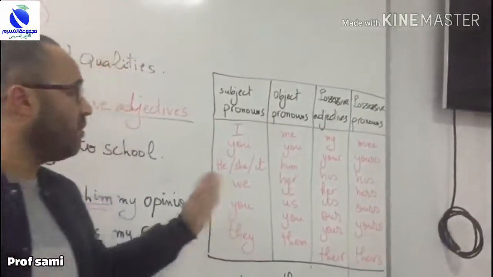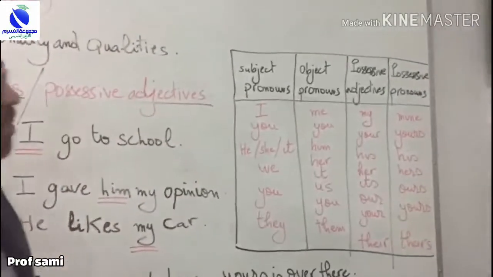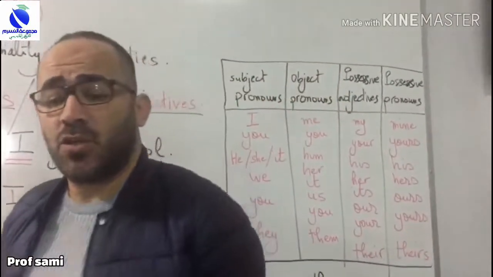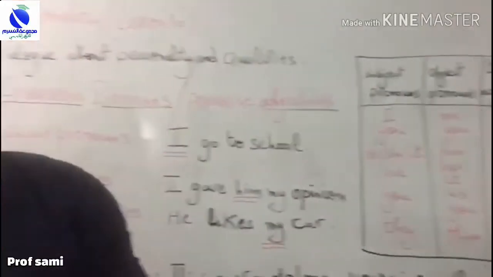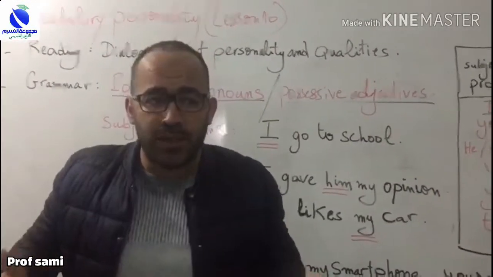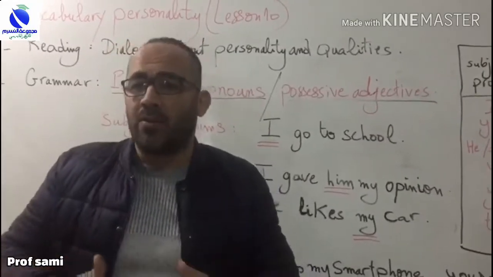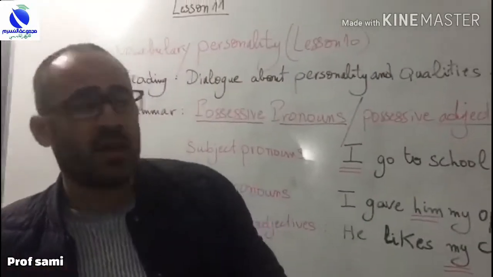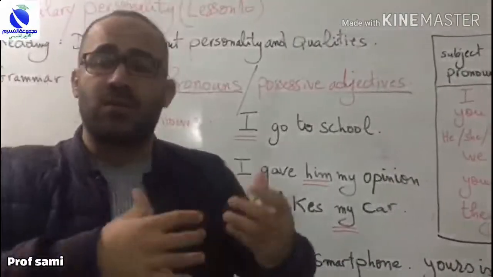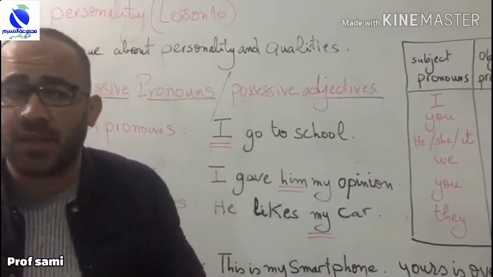Possessive adjectives. So now we're going to talk about possessive adjectives. Why do we use the possessive adjective? So we use the possessive adjective to talk about a possession or an ownership. For example, when we own something, when we possess something, we have to use the possessive adjective. Something belongs to me, or I have something, it belongs to me.